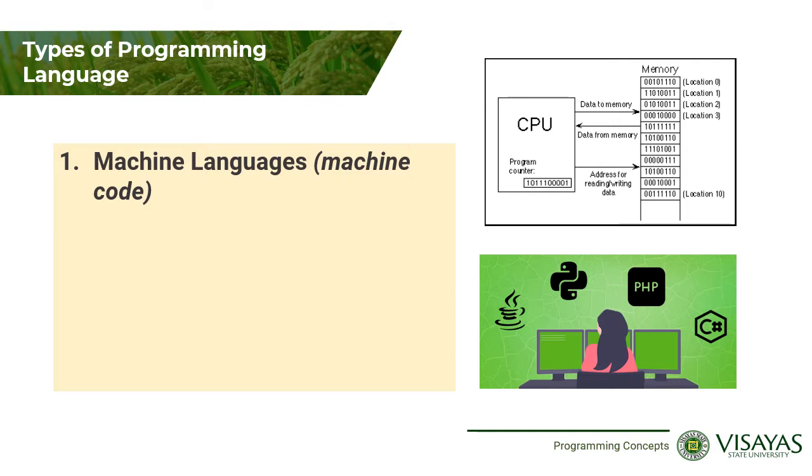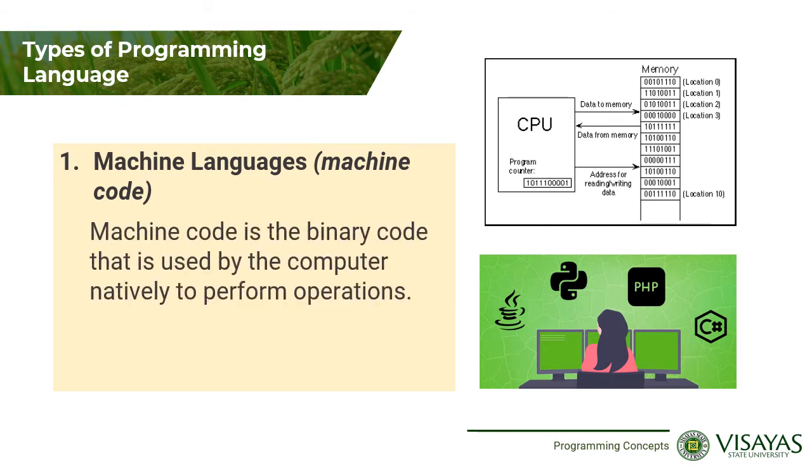Here are the types of programming languages. First, we have machine languages or machine code. Machine code is the binary code that is used by the computer natively to perform operations. As a program, it is a set of instructions for a specific central processing unit that is used to represent operations and data in a computer. For example, binary code 10000001 is A, while binary code 10000010 is B.